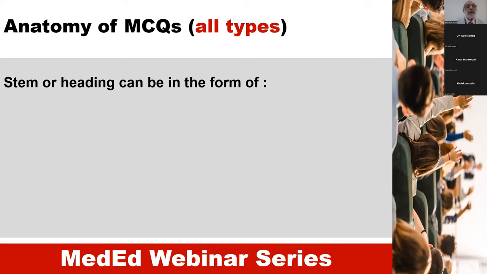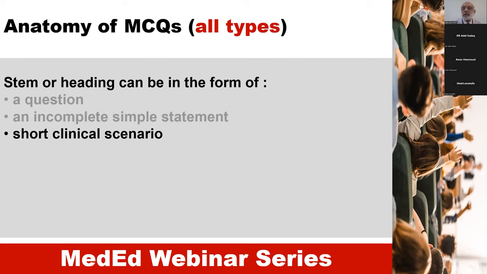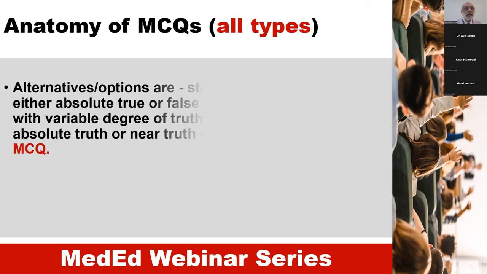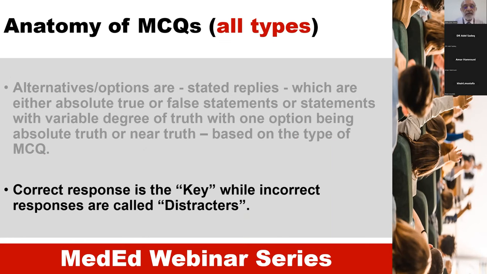Now, talking about MCQs overall, of all types, the stem or heading can be in the form of a question, an incomplete statement, a short clinical scenario, a laboratory report, or a picture. The alternatives, options or items, are stated replies, which are either absolutely true or false statements, or statements with variable degrees of truth, with one option being absolute truth or near truth. Obviously, this would depend upon the type of question we are using. The correct response is called the key, while the incorrect responses are called the distractors.